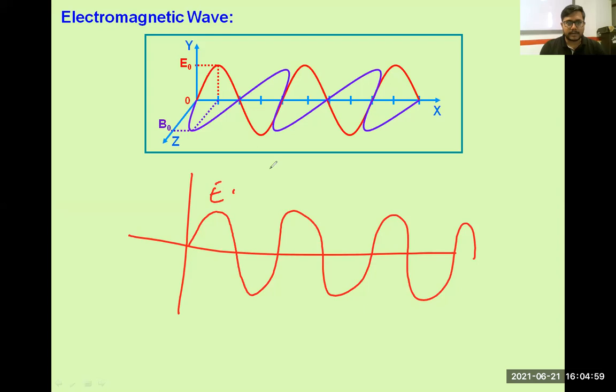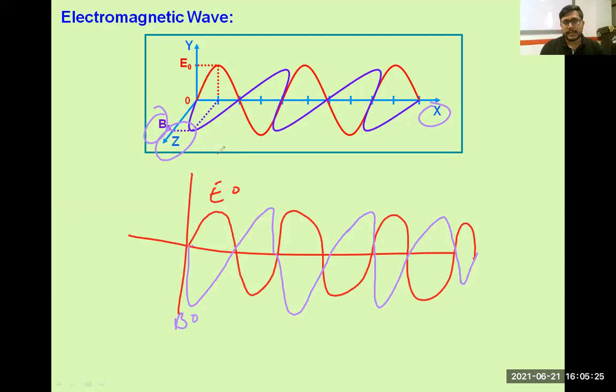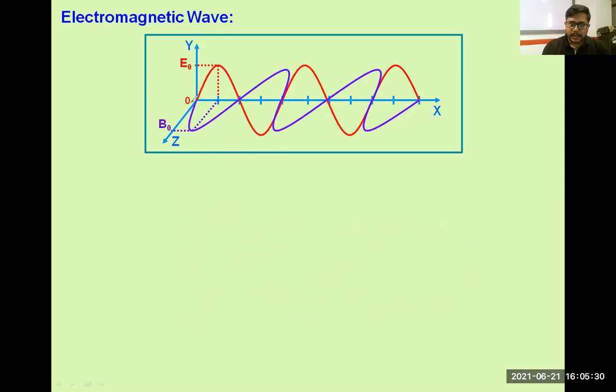This is my E naught. But the second wave that we have, this B naught, is present in the Z and X axis. It is not present in the Y axis. So you can see this type of curve we will get. Actually, these field lines are perpendicular to each other. This diagram is better for you. These are electric oscillations and these are magnetic oscillations.